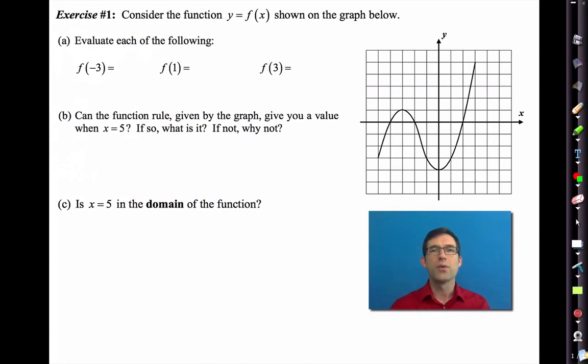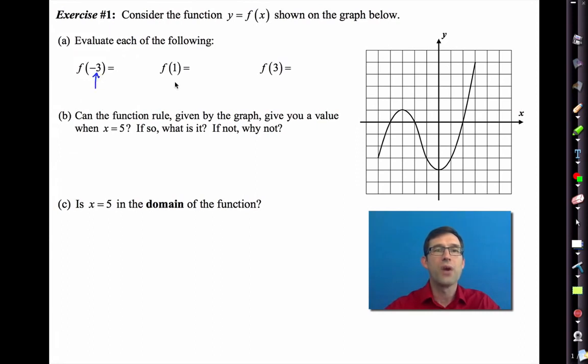Okay, so let's take a look at a function which is defined by this graph. The first thing it asks us to do is something that we've done many, many times at this point, which is to evaluate a function based on its graph. I'd like you to pause the video right now and make sure you can do problem 1, letter A. All right, let's take a look.